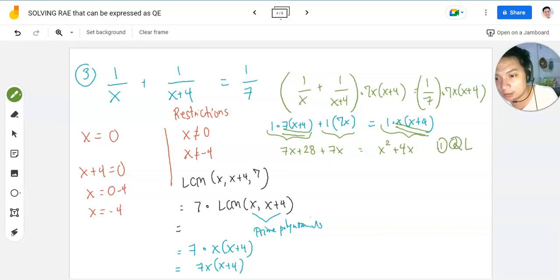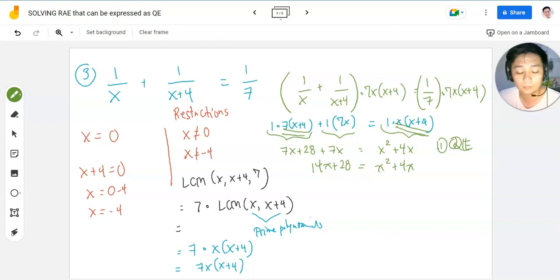Not necessarily in standard form siya. So, ibig sabihin, that will be our next step, to write it in standard form. So, let's simplify muna this left side. This becomes 14x plus 28 equals x squared plus 4x.